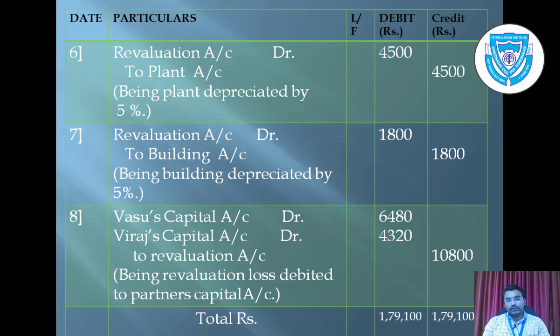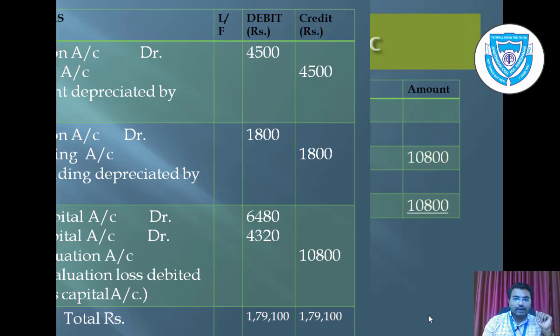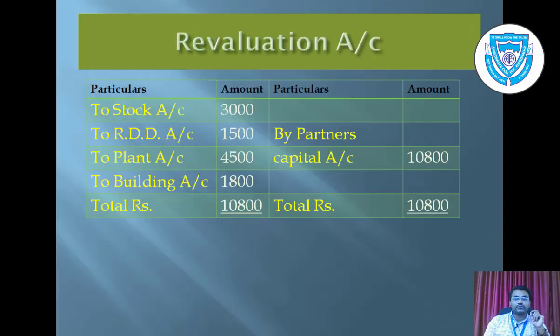And that's the end of the journal entries. There were 8 entries, and you have to make, as usual, a total of journal entries, that is 1,79,100 that I have made here. See the next slide, we are going to start with the ledger accounts. In the ledger accounts part, I had already shown you that the question in your problem asks: prepare the profit and loss adjustment account, prepare the partners capital accounts, and the balance sheet of the new firm.